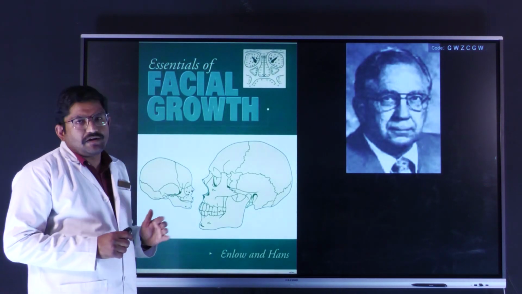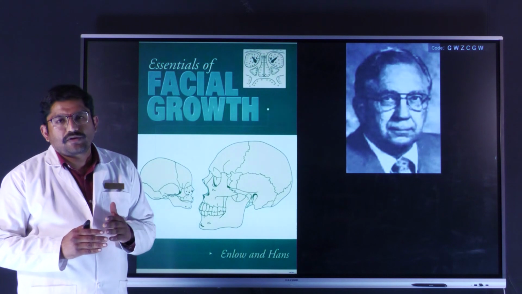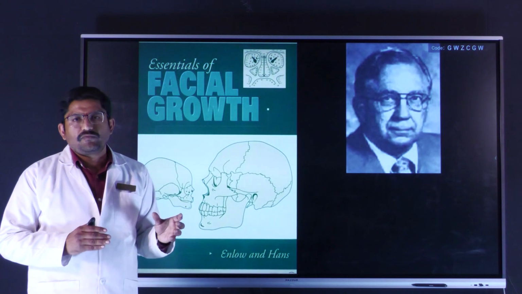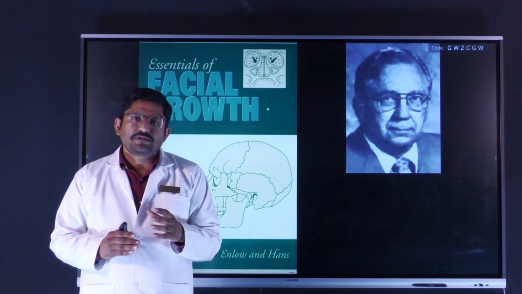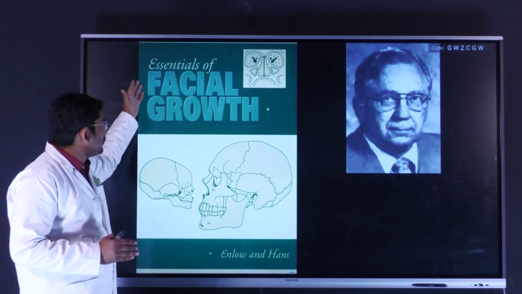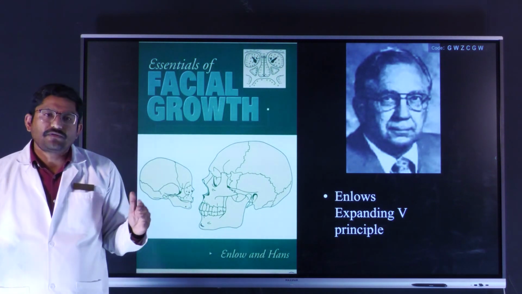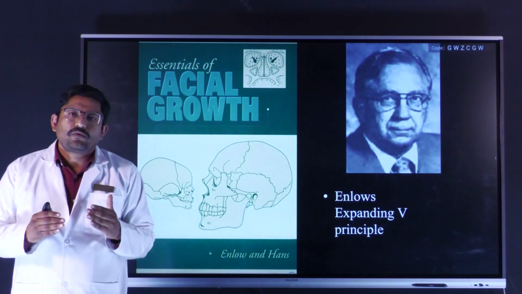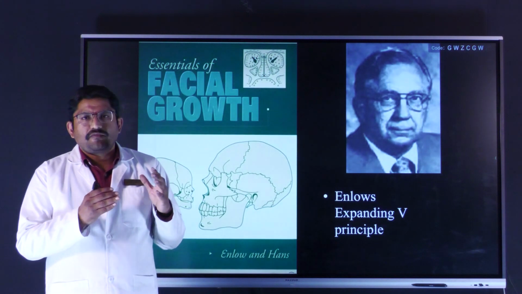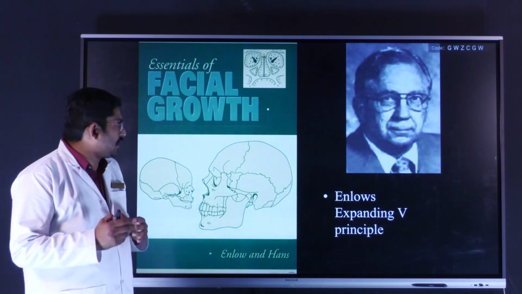So this is a pioneer in studying growth, he is Enlow. He has given a lot of concepts on the growth of the craniofacial skeleton, especially the V principle, Enlow's expanding V principle, Enlow's counterpart principle, and many other principles. And he has written a beautiful textbook, Essentials of Facial Growth by Enlow and Hans. This is a wonderful textbook which gives you a lot of information about how the craniofacial skeleton grows.